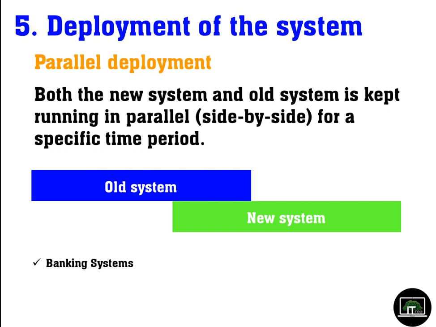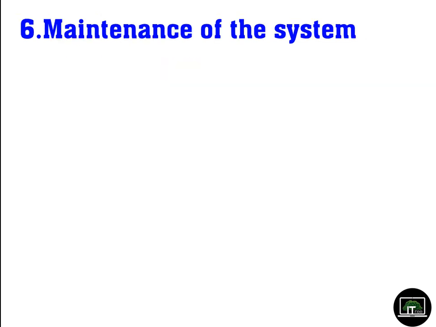Especially if you look at banking systems, we may run the old system and the new system together for a selected time period. Okay, so you use one of these 4 methods to introduce a new system, to deploy a new system to the organization. Then the maintenance.